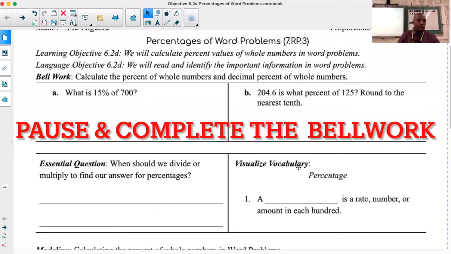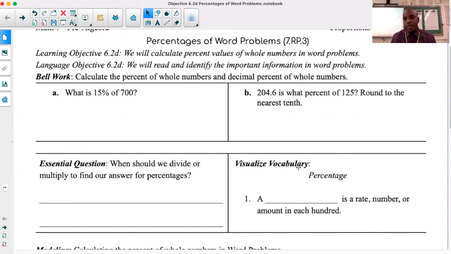Now, I know right away you're probably like, oh my God, I don't want to do this, Mr. Woodford, because I don't like word problems. I get it. No one does. But you've got to get better at them because, believe it or not, word problems is how the world works. When you go into the store, they're not going to give you a straight up 15% of 700. They're going to say to you, what is this value of that in a word problem setting? So let's do the bell work. As usual, take your time to pause the video, complete the bell work, and then we'll go over it together.